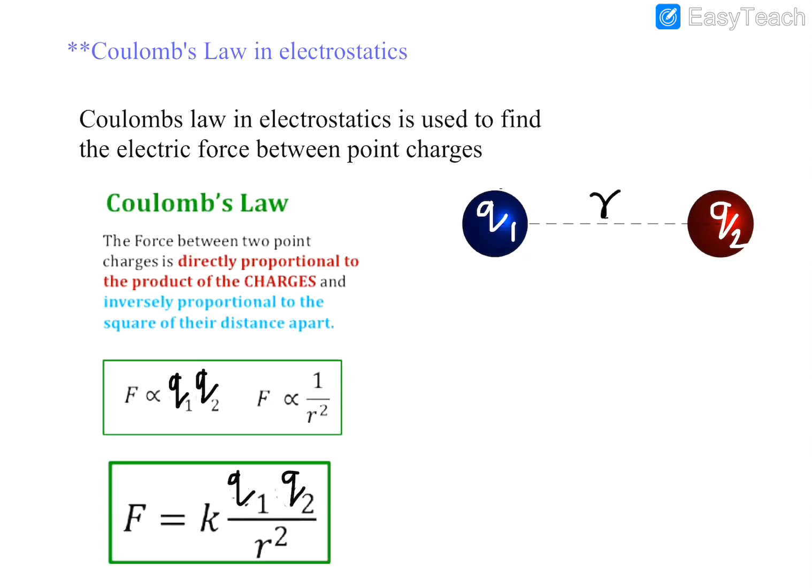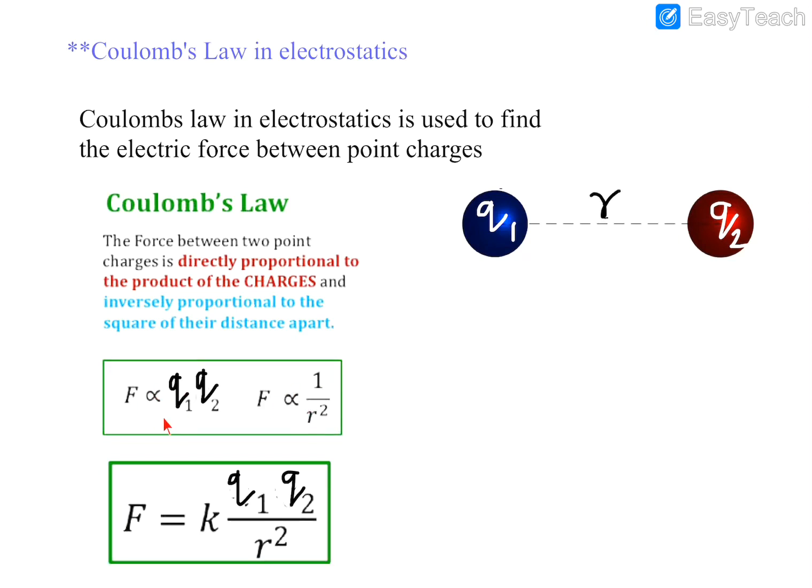So according to Coulomb's law, the force between 2 point charges is directly proportional to the product of their charges Q1 and Q2 and inversely proportional to the square of the distance between them. Now if you combine both, then you can write it as F is proportional to Q1 Q2 divided by r square. So there is a proportionality sign.